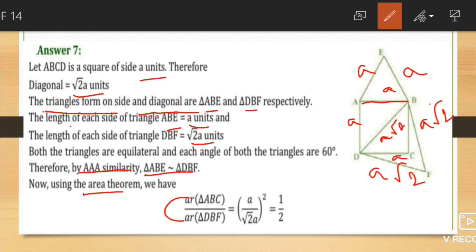Here the lengths of the corresponding sides are A by root 2 A. Okay, so the square of the ratio of corresponding sides will be A by root 2 A whole squared. This A and A will cancel each other, and if you apply the square, the value will be 1 by 2. Okay, that means the ratio of the area of ABE to the area of DBF is equal to 1 by 2.